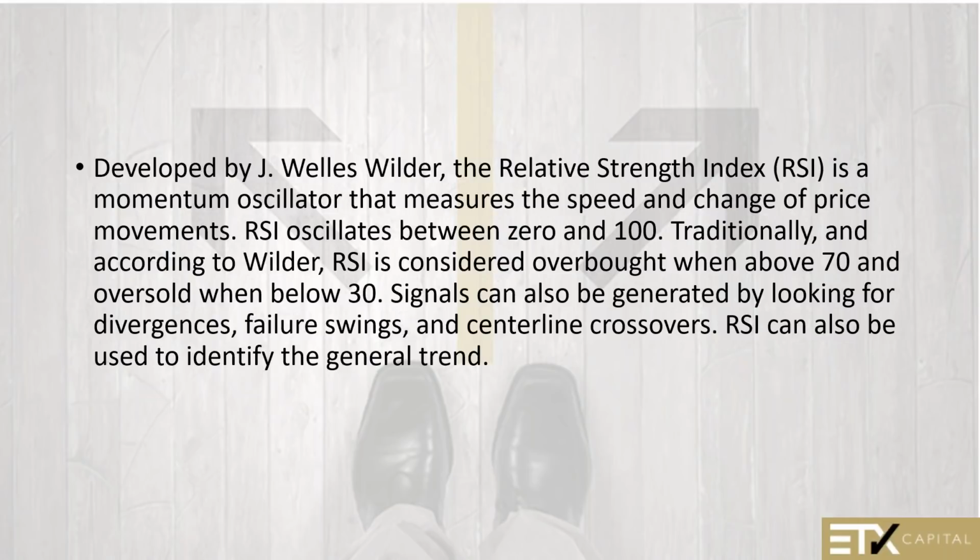Now, the relative strength index is a momentum oscillator that measures the speed and change of price movement. RSI oscillates between, as I said, 0 and 100. Traditionally, according to Wilder, RSI is considered overbought when above 70 and oversold below 30. Signals can also be generated by looking for divergences, failure swings, and centerline crossovers. RSI can also be used to identify the general trend. So as you can see, RSI has multiple ways to interpret.